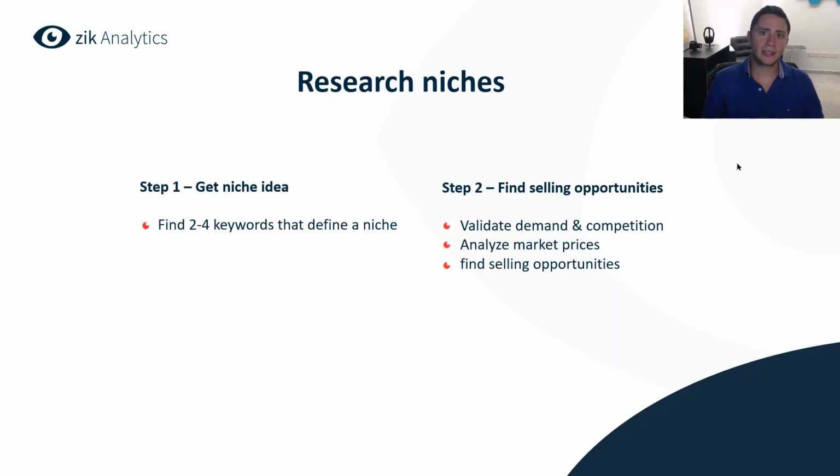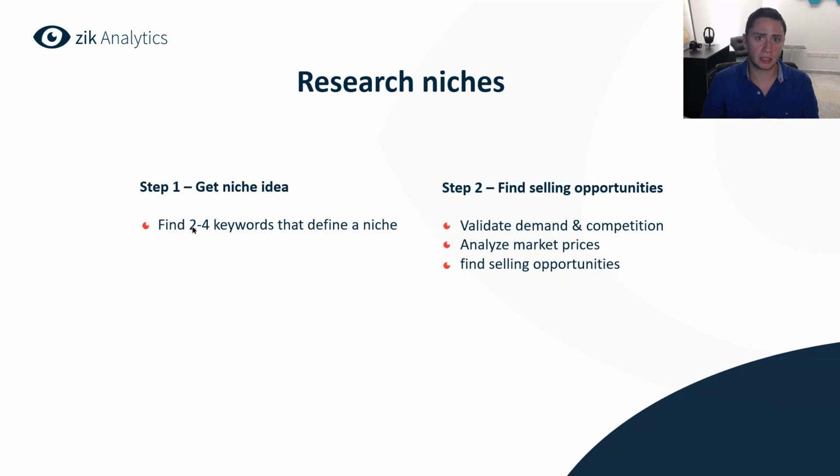All right, guys, we are in the last part of this video, and this is researching niches. Let's go through the steps. So step number 1, you need to get a niche idea, of course. Usually a niche is 2 to 4 keywords that define the niche. You can get niche ideas through competitors. I'll be giving you an example now in the screen share. So you can find niche ideas through competitors.